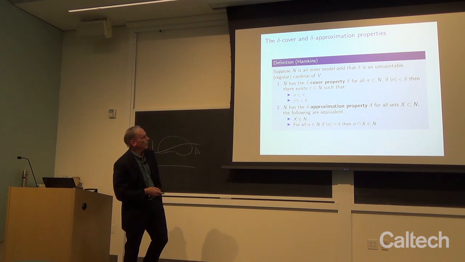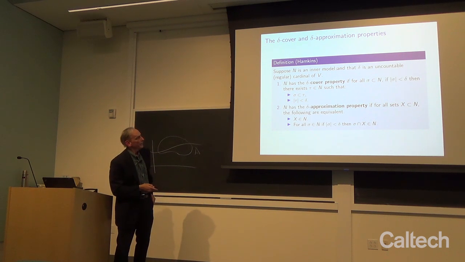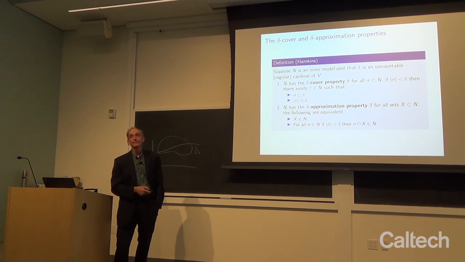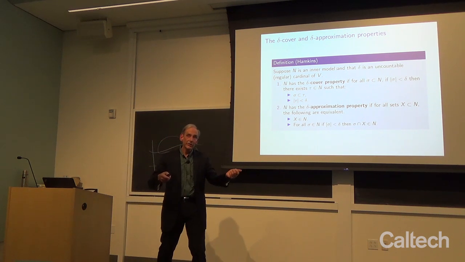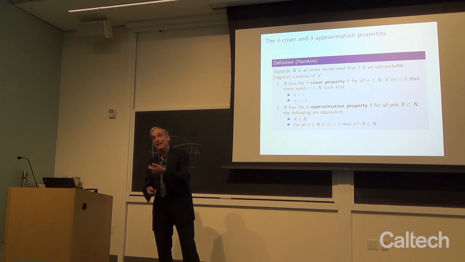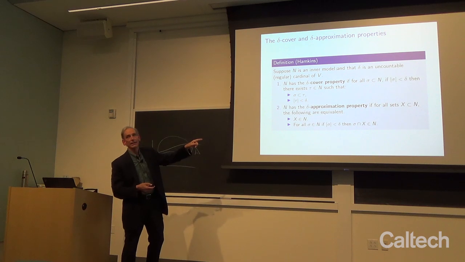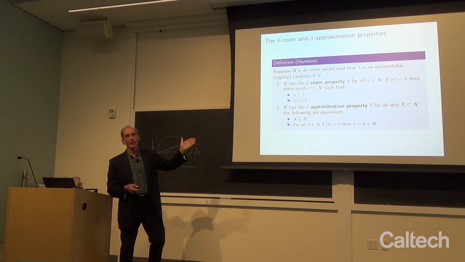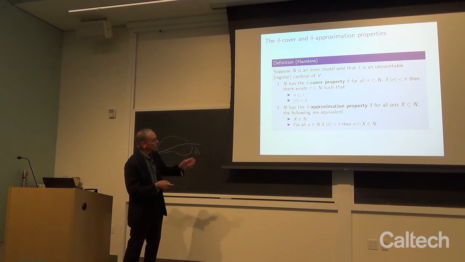N has the delta approximation property if for all sets X, the following are equivalent: X belongs to N, and all of its small pieces belong to N. So if you have an arbitrary subset of N, and its intersection with every set in N of size less than delta is in N, it must be in N. Now, if I used omega here, there's only one inner model that can satisfy it, and that's V. Okay, so that's why we don't use omega.